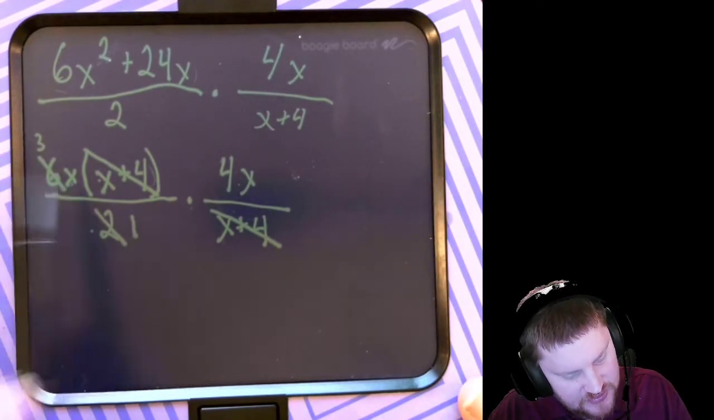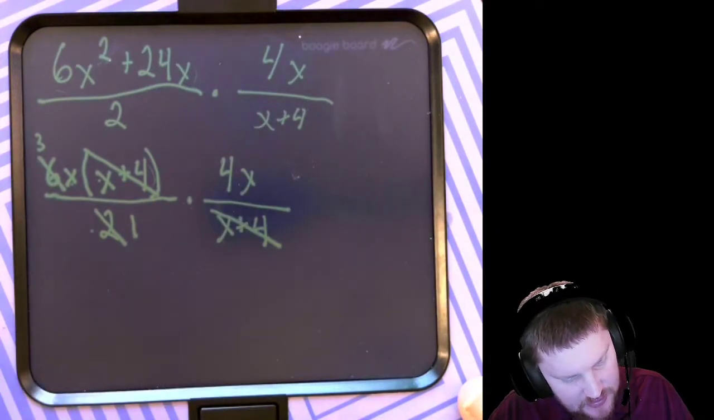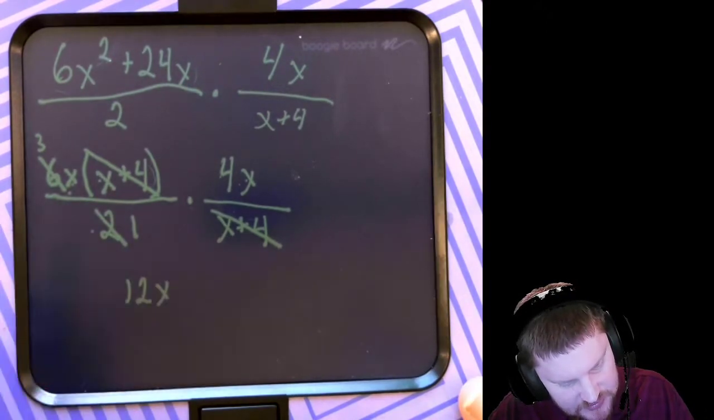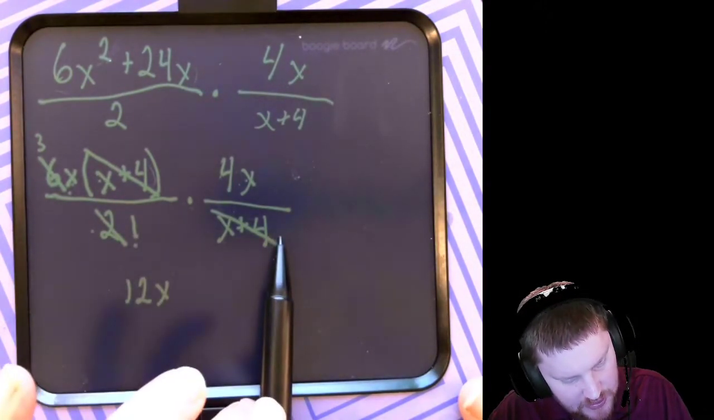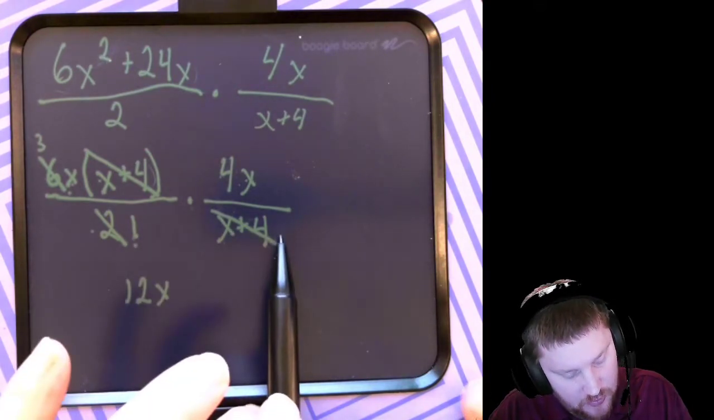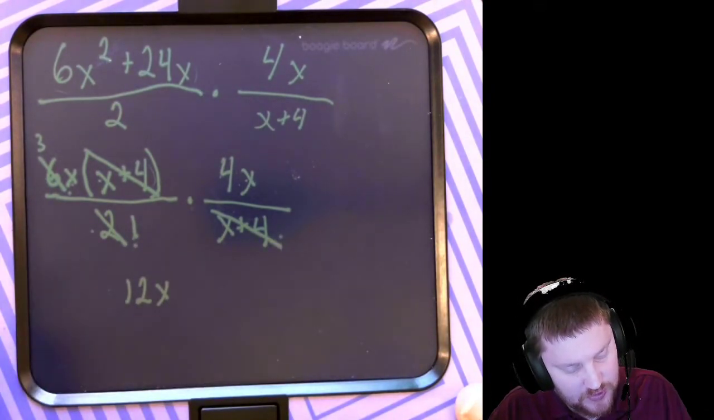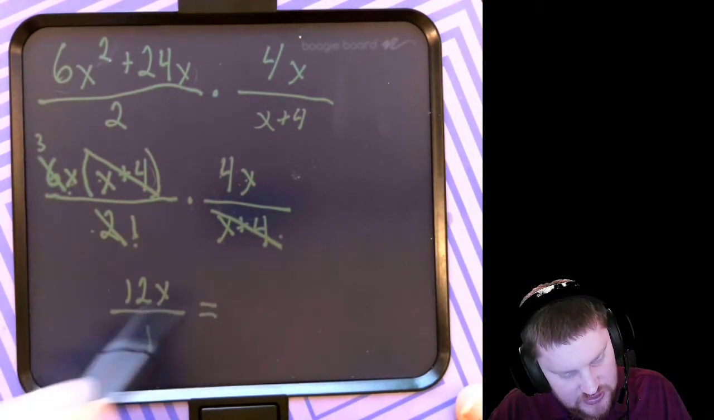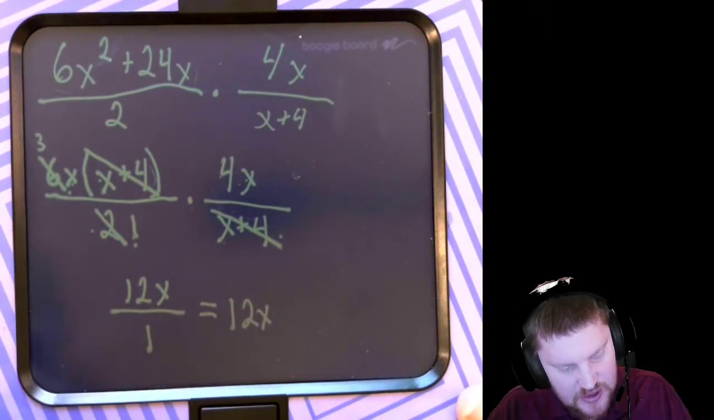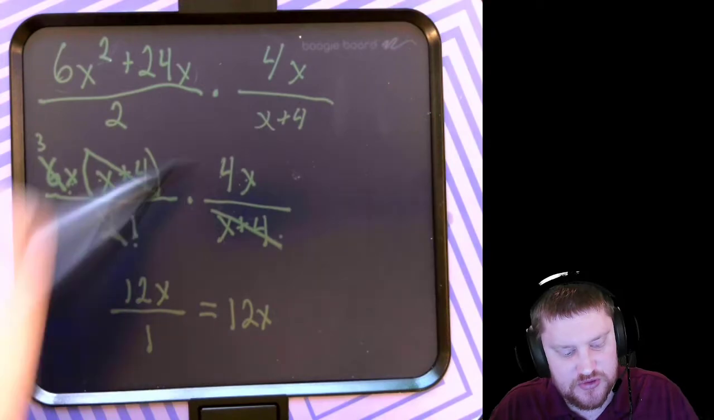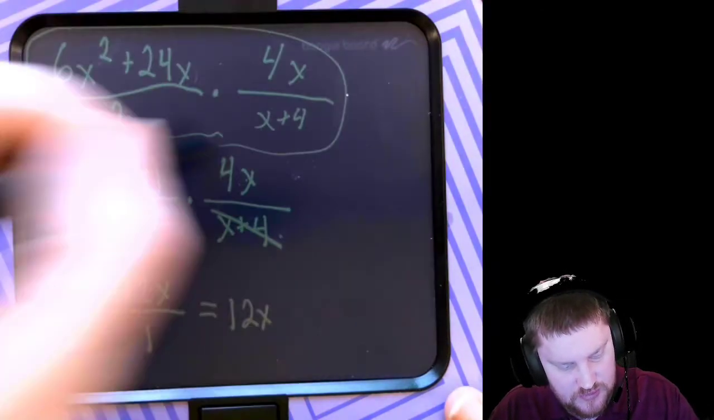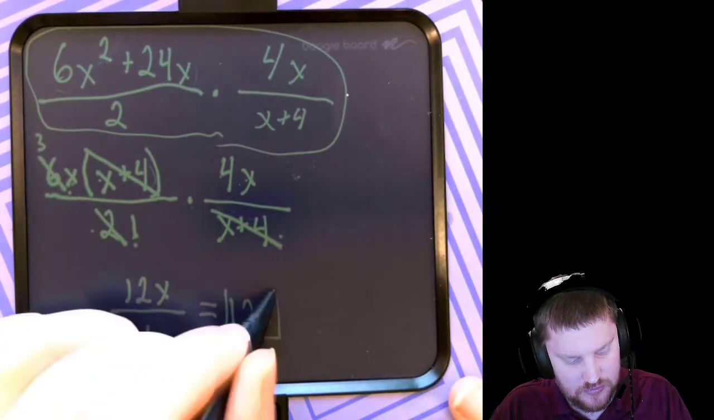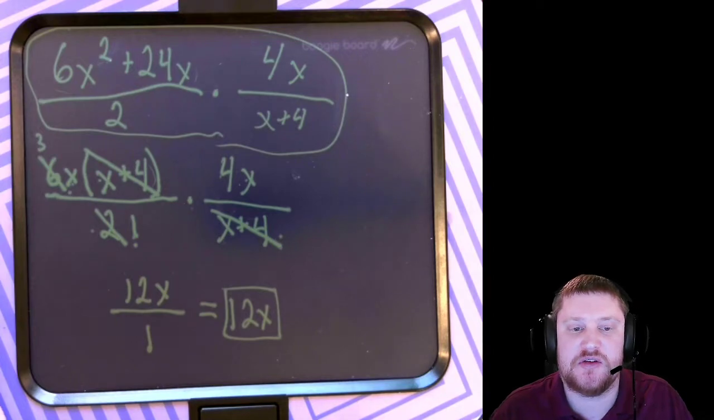Now I have a 3x on top here and a 4x on top here. 3x times 4x is 12x. I have a 1 on top and a 1 on bottom. I have a 1 on bottom here and a 1 on bottom here. 1 times 1 is 1, so that's 12x over 1. As we know, that's just 12x. So even though we started with a very complex looking fraction, once we've simplified it down, this actually simplifies all the way down to 12x, and that would be your answer.